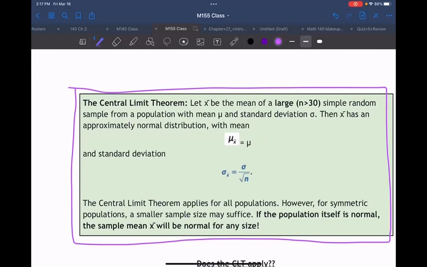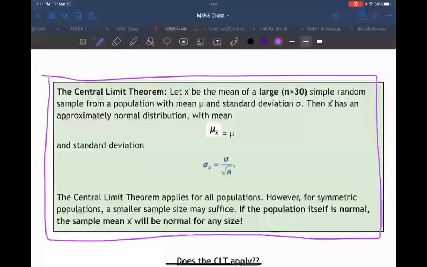So let's read what this says. We're going to let X bar be the mean of a large enough random sample. By large, we mean that the sample size is bigger than 30. So if the sample size is bigger than 30, then the sample means will have an approximately normal distribution with our new mean and our new standard deviation, okay? So if we have a large enough sample, our means will have an approximately normal distribution.